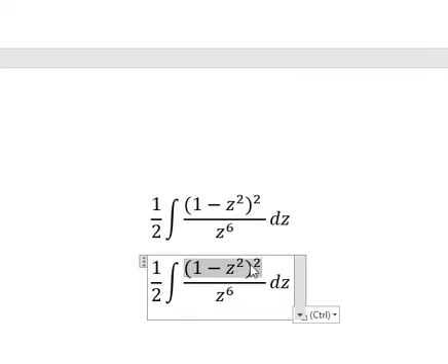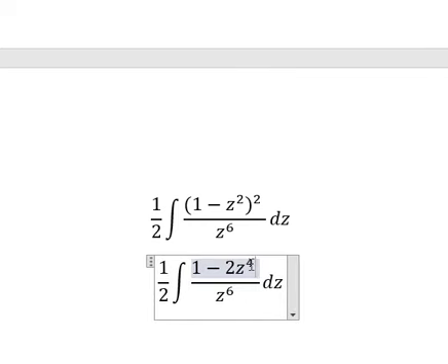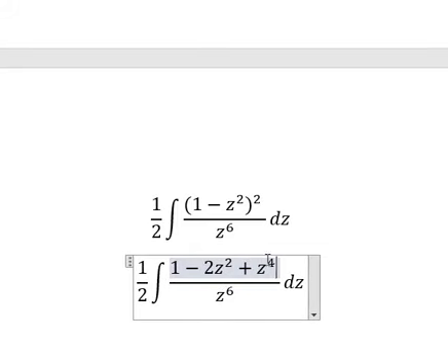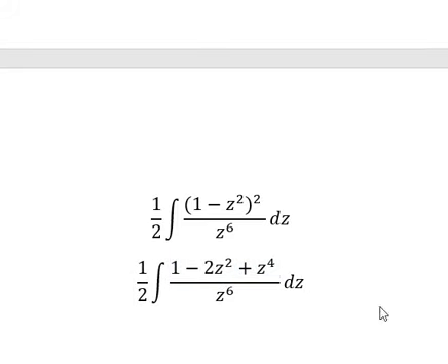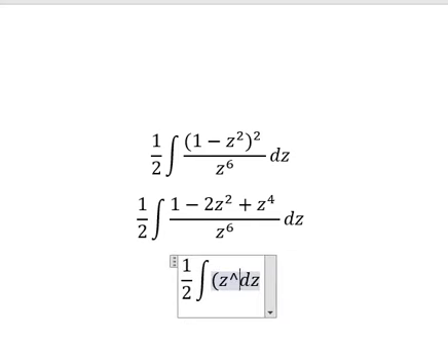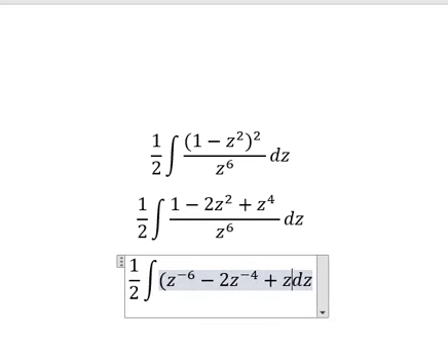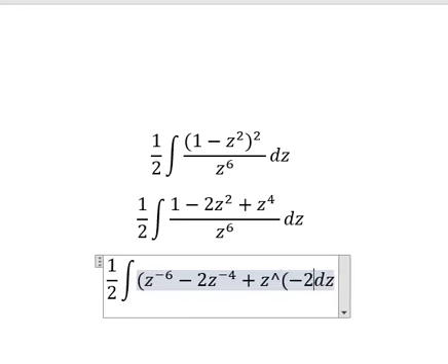Now we need to expand this one and you get 1 minus 2z squared plus z to the power of 4. So this one divided by this one: z squared divided by z to the power of 6, z to the power of 4 divided by z to the power of 6. You will get z to the power of negative 6 minus 2z to the power of negative 4 plus z to the power of negative 2.